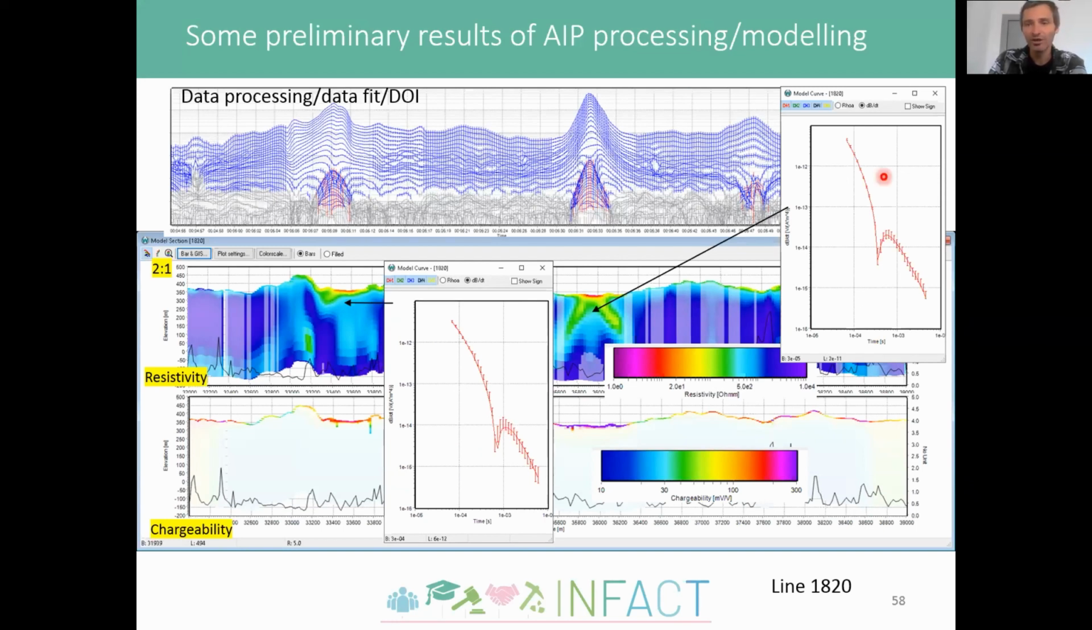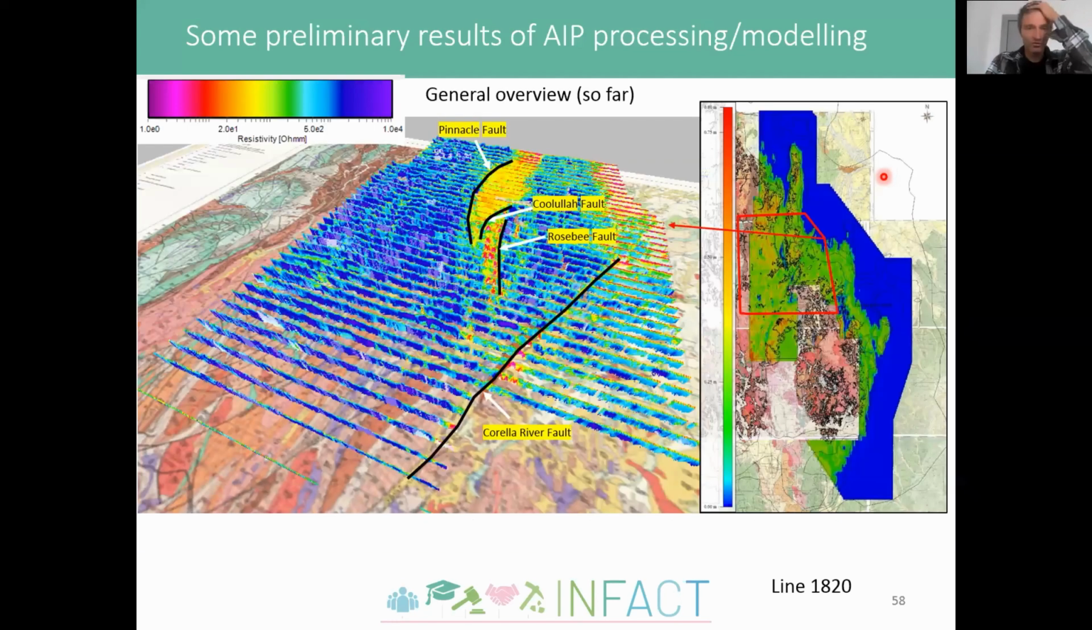Up to now, we have done about 50% of the whole area that had IP on it, and that's all I'm going to show you today. Only the parts with IP. We're somewhere around here. And this is a general view in 3D of what we're obtaining in terms of resistivity if we do model IP over the area. The main faults are well imaged with sharp resistivity contrasts. Some faults are linked to mineralization. Sometimes, for example the Corella River fault, they are characterized by a local linear conductivity increase.